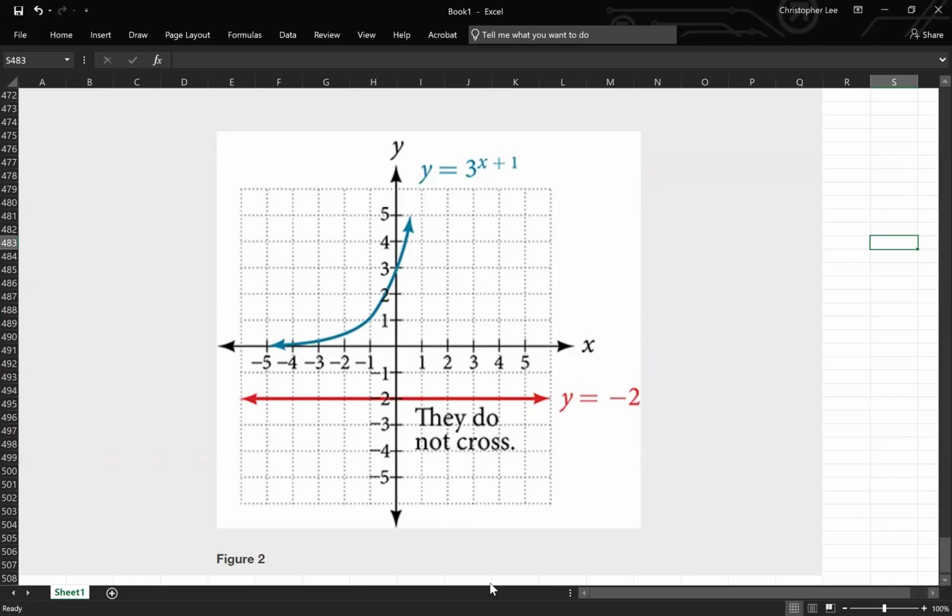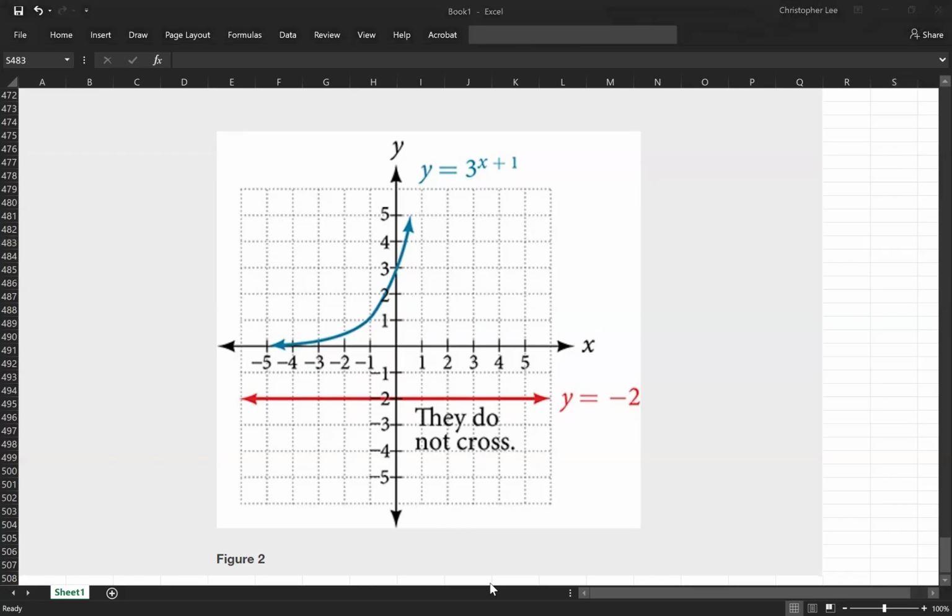Or said a little differently, there's no value in the equation that I have that can give me a value of -2 as an answer.